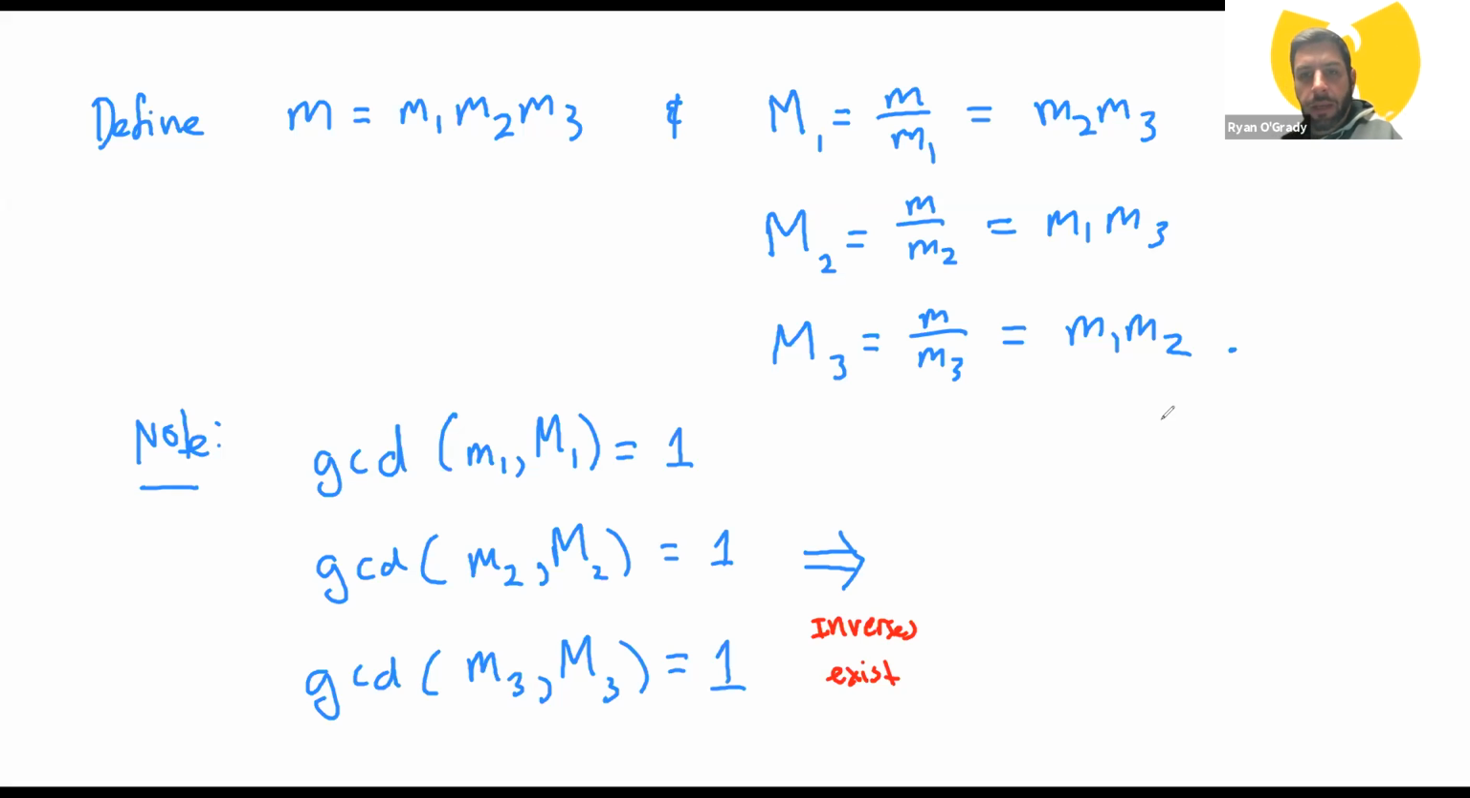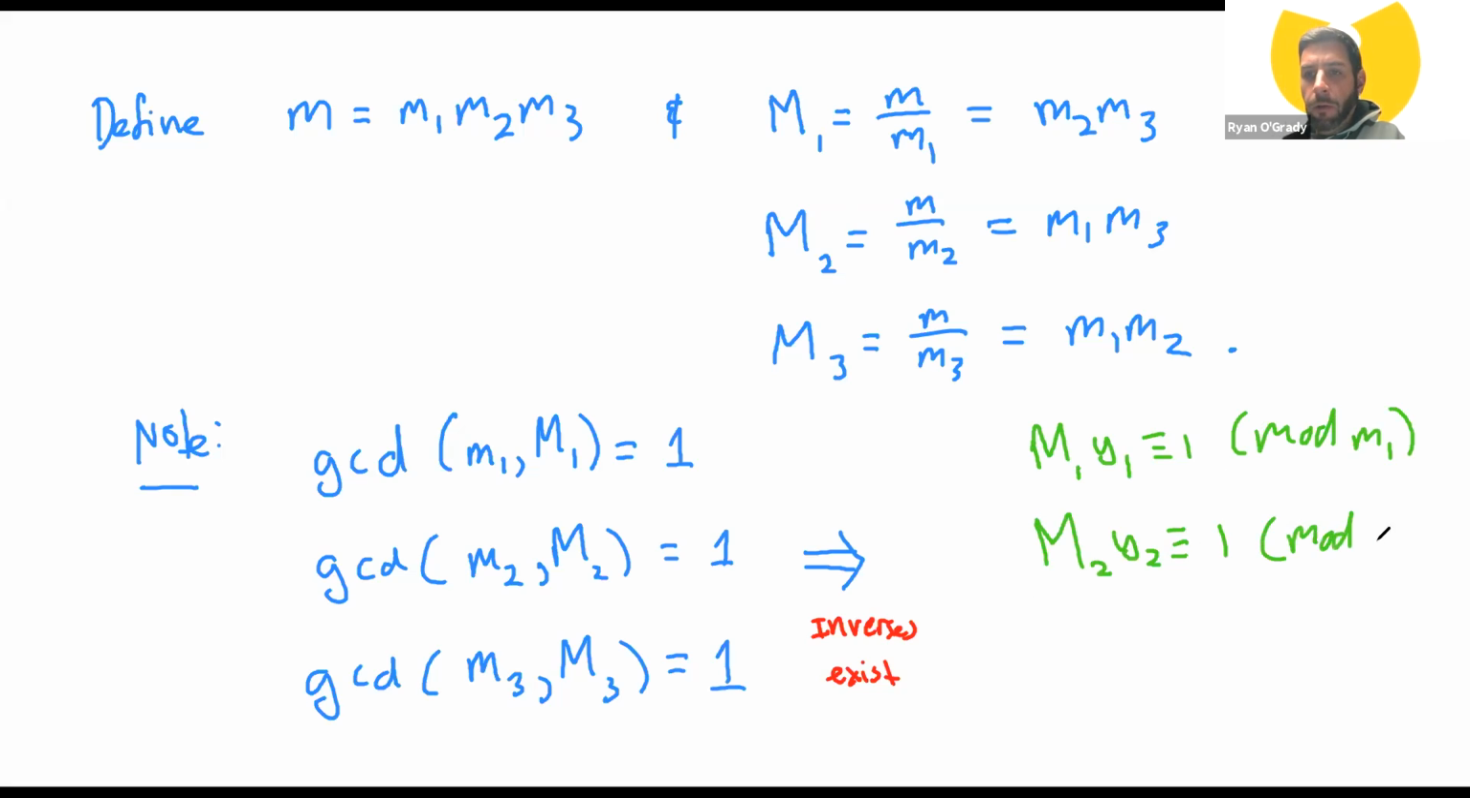In particular, we can take capital M sub 1. It has an inverse, which I'll call y sub 1, mod lowercase m sub 1. And then we have an inverse for capital M sub 2, which we'll call y sub 2. This should be congruent mod lowercase m sub 2. And then last but not least, the third guy, capital M sub 3, also has an inverse mod m sub 3.